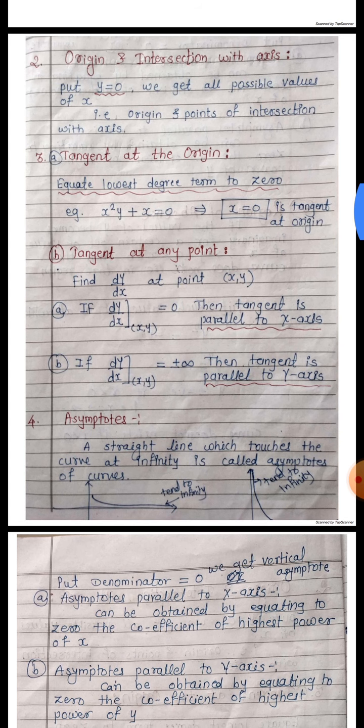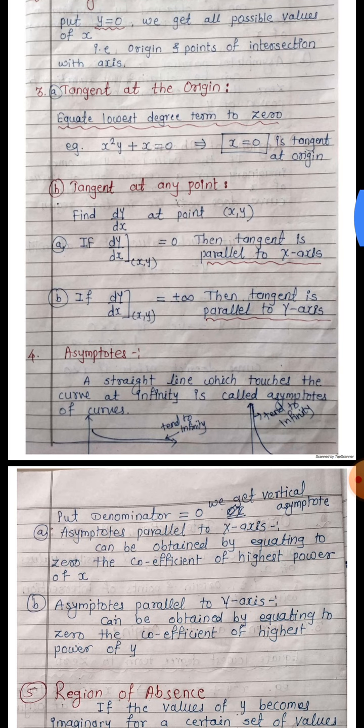Next is the tangent at the origin. Equate the lowest degree term to 0. Here, if we consider the example, x square y plus x is equal to 0. Here, lowest degree term is the x. Equate the lowest degree term to 0. Then we get the tangent at the origin. Therefore, here we get x is equal to 0 is the tangent at origin.